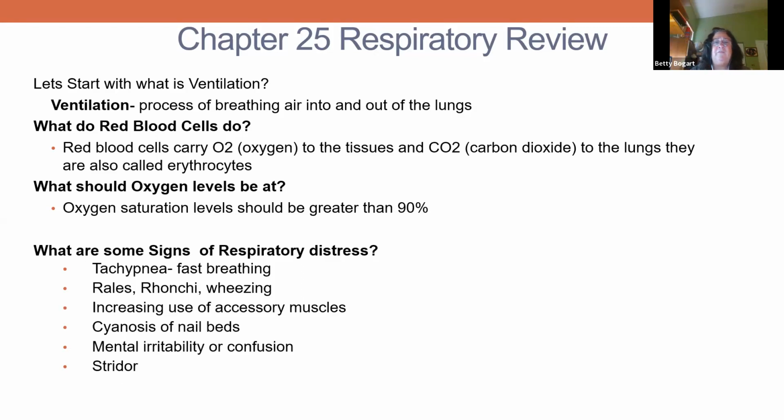Now, what are signs of respiratory distress? What would this child be showing you? Well, it depends on age. But in general, what do we see? They're going to be tachypneic. They're breathing really fast. You're going to hear some sort of sounds in the lungs, whether it is water, as in rales, mucus, which is rhonchi, and wheezing, which is that constriction that you'll see with your asthma.